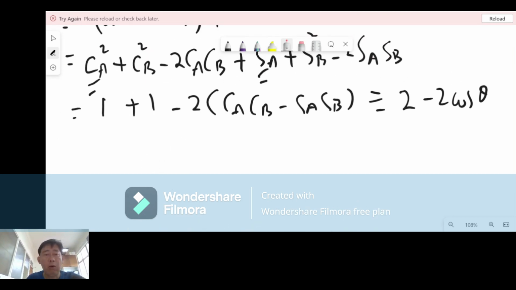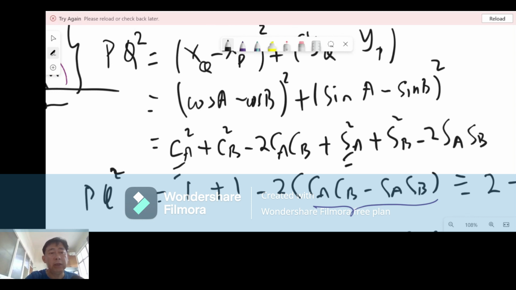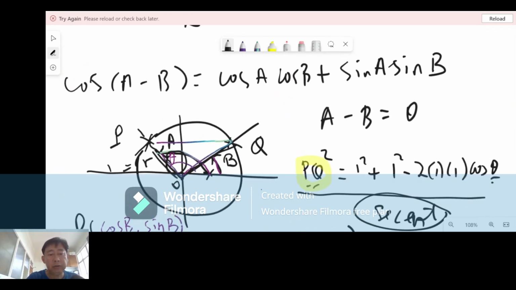So now we are almost there. Here you can easily identify that cos A cos B minus sin A sin B is just equal to cos theta. Or you simplify this further, cos theta is just equal to cos A cos B minus sin A sin B. And by definition, theta, as I wrote it down, is the difference between A and B.